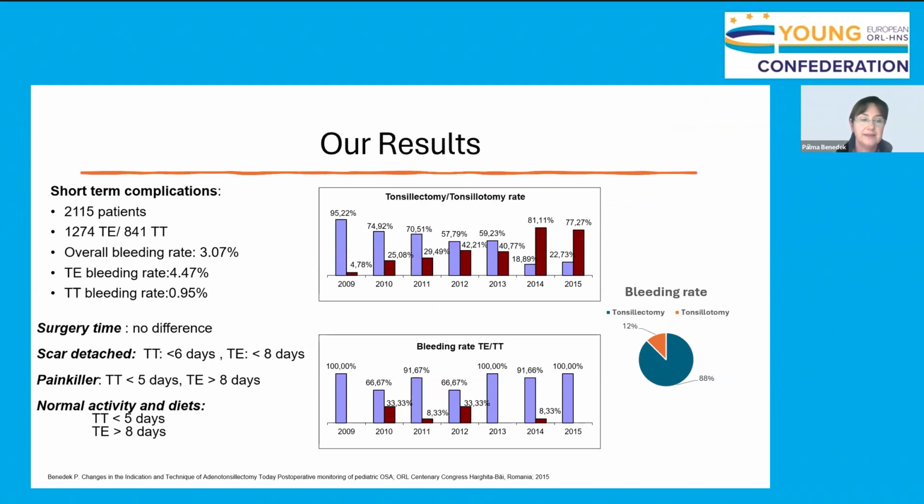Our findings are consistent with the current literature on the topic. In our previous study, the overall bleeding rate was 3.07%. The bleeding rate after tonsillectomy was 4.47%, and the bleeding rate after tonsillotomy was 0.95%. There was no difference in the surgery time, and the scar detached earlier in the tonsillotomy groups. They needed less painkillers, and they could return to the normal diet and activity earlier than patients in the tonsillectomy group.